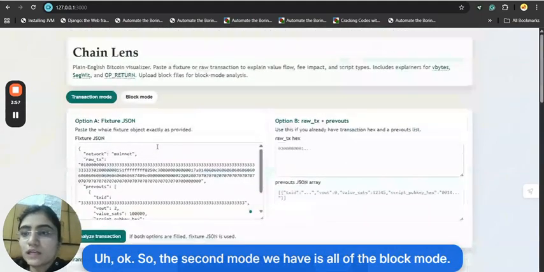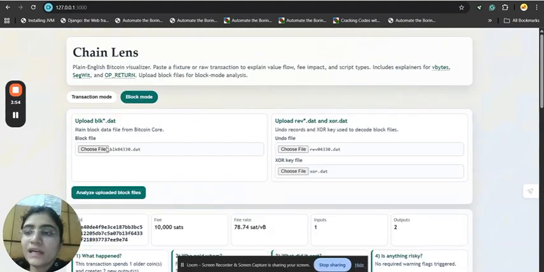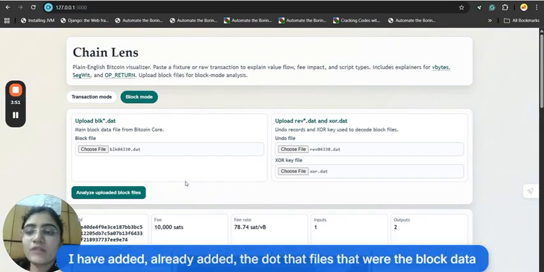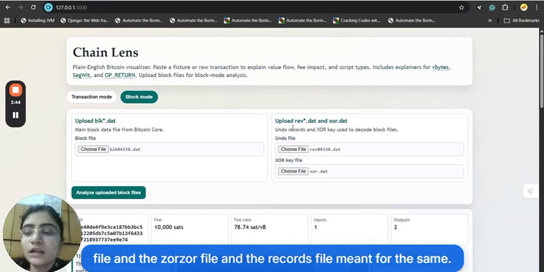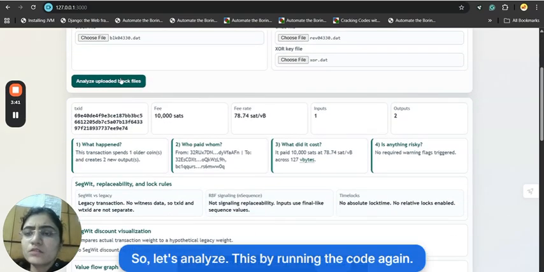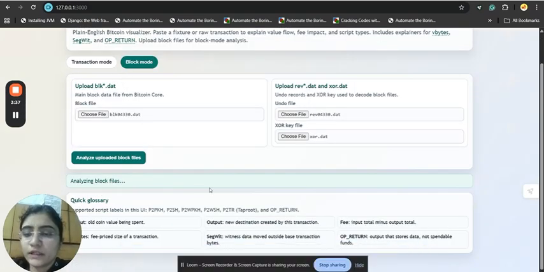Okay, so the second mode we have is the block mode. Every block contains multiple transactions. I have already added the .dat files, which were the block data file, the XOR file, and the records file meant for the same. So let's analyze by running the code again.